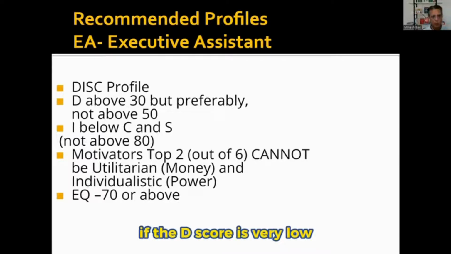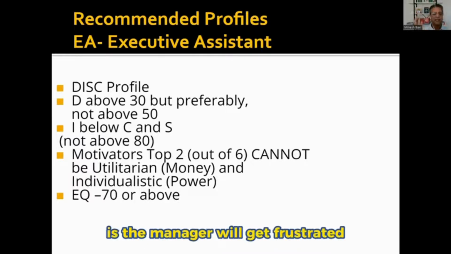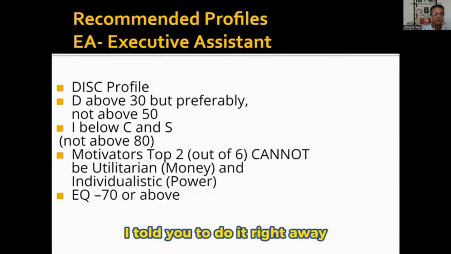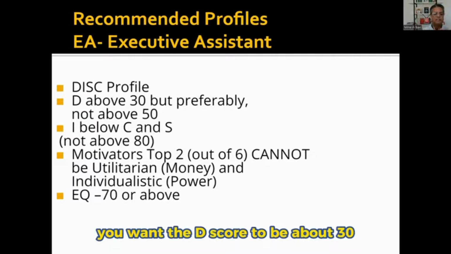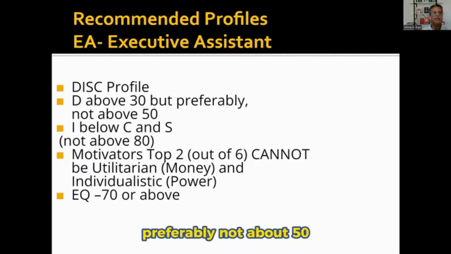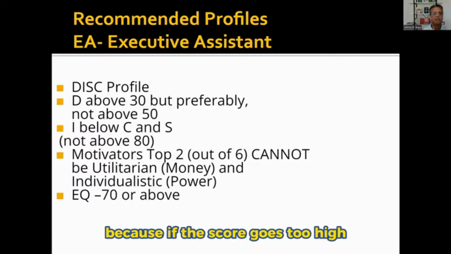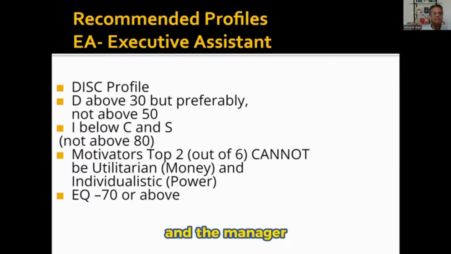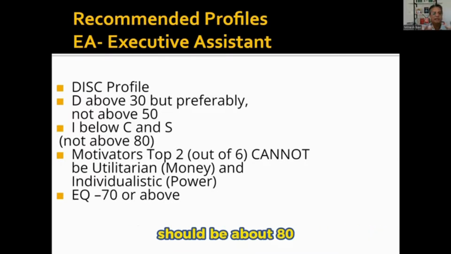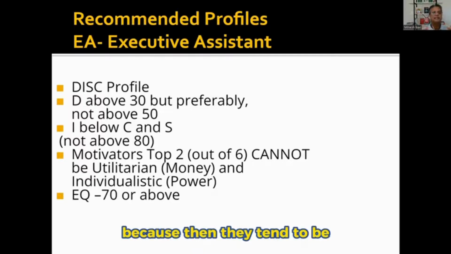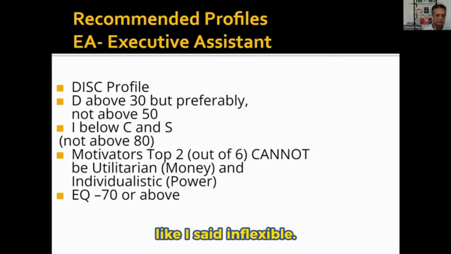And if the person you hire to support that person is very slow, if the D score is very low, then what will happen? The manager will get frustrated. It's like, hey, I told you to do it right away. How come you didn't? Well, to avoid that, you want the D score to be above 30, preferably not above 50, because if the score goes too high, then they want to be the leader and the manager is going to have some territorial issues, so to speak. So again, when you want any of these numbers, DISC, none of these should be above 80 for people supporting you, because then they tend to be, like I said, inflexible.